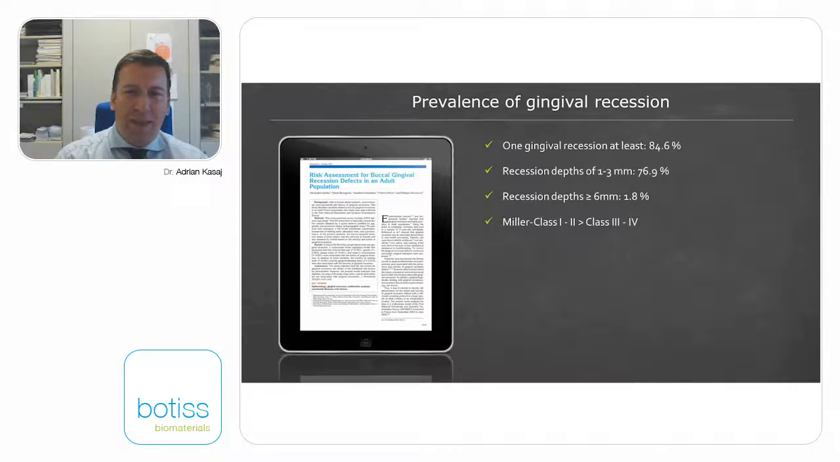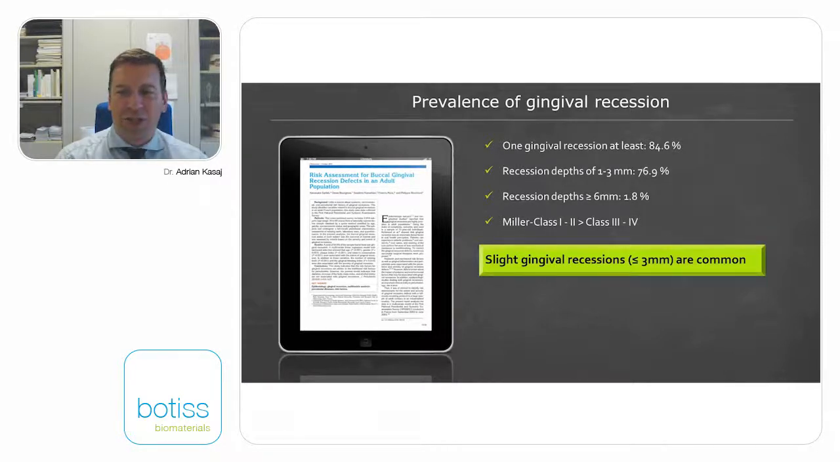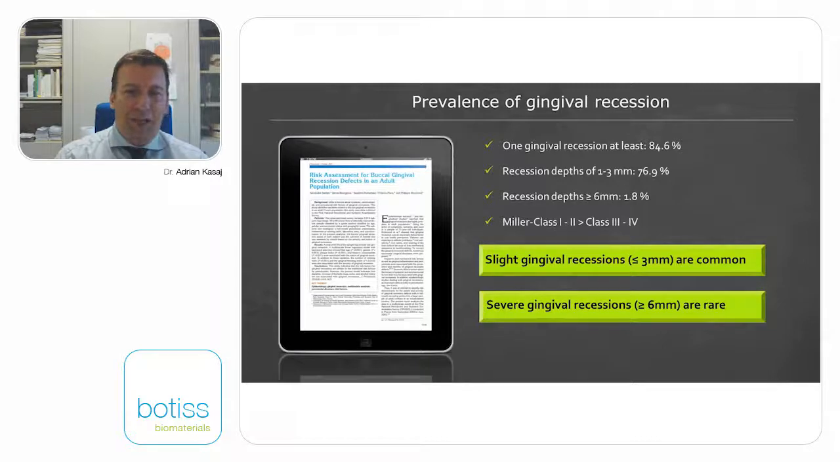Only a couple of them had a recession depth of equally or deeper than 6 millimeter. And most of these recessions could be attributed to Miller class 1 and 2, much more often than Miller classes 3 and 4. So we can conclude that the slight gingival recessions are quite common, whereas the deep gingival recessions are rare.